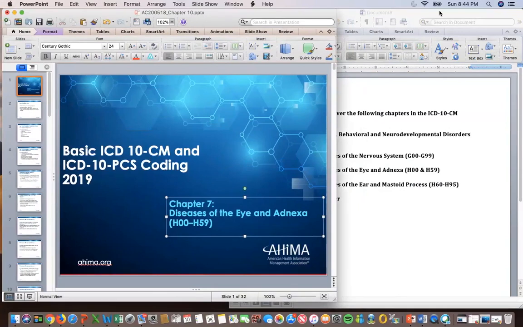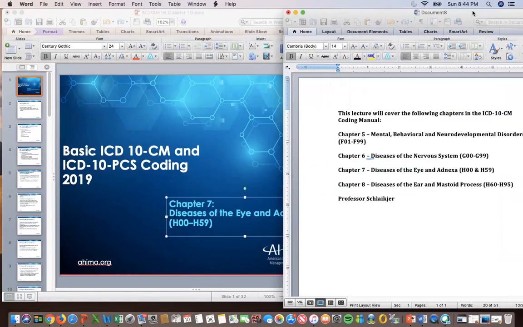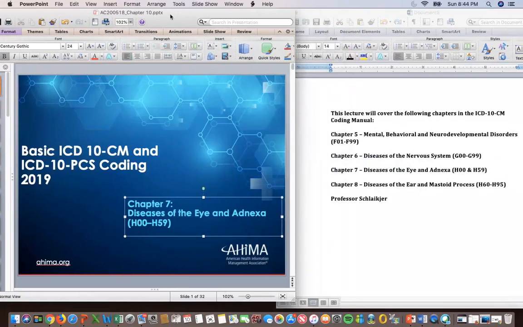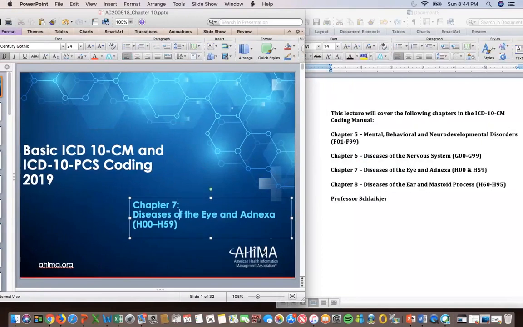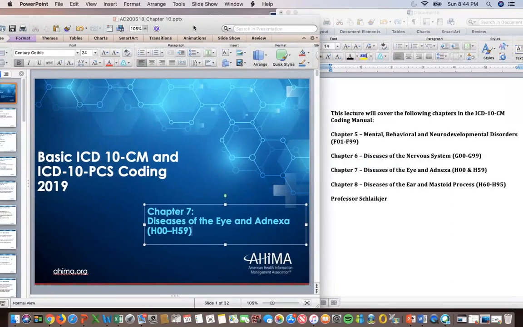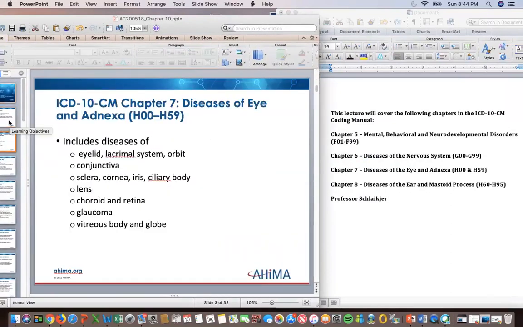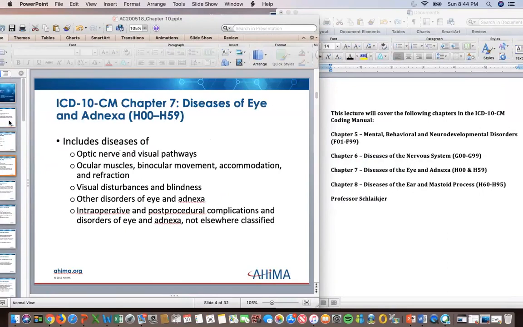I find these chapters are fairly easy to review. Pretty simple diagnosis, nothing too complicated is going to be popping out of these few chapters. So the eye and adnexa, let's get into our next PowerPoint here. I'm going to move on, okay. So chapter 7 includes disease of the eyelid, conjunctiva, sclera, lens, glaucoma, the globe, the body of that. And if you go into chapter 7 in your coding manual, you'll see these different diagnoses are addressed.